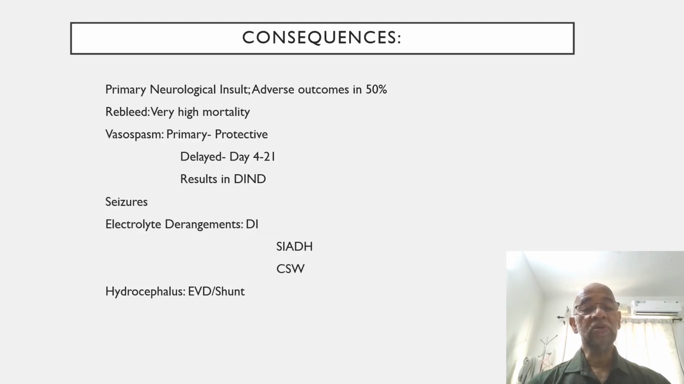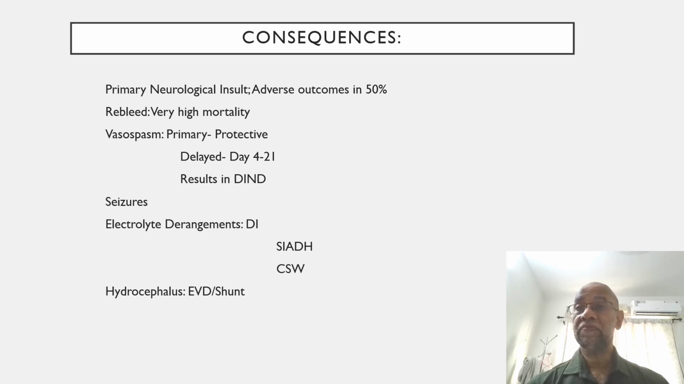The neurological consequences of aneurysmal subarachnoid hemorrhage are grievous. The primary insult itself may be so severe that death may occur before the patient reaches the hospital. And adverse outcomes are present in up to 50% of aneurysm bleeds. The second is after the patient reaches the hospital, there might be a rebleed, which is associated with a very high mortality, more than 75%.